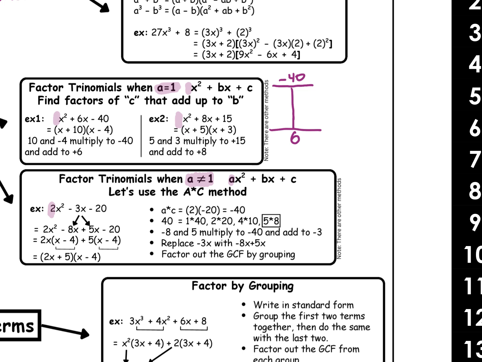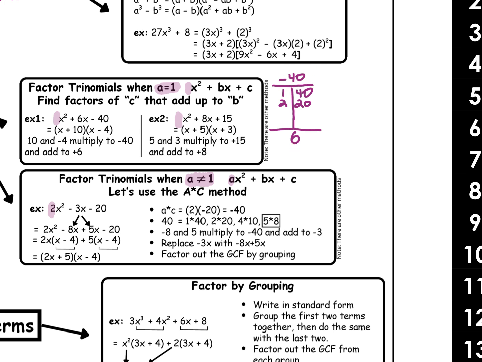So what are the factors of 40? I'm not going to worry about the positive or negative right now, but 1 and 40 are factors of 40. Now, can I add or subtract these to 6? No. So those aren't the ones that I'm going to use. So let's just keep going. How about 2 and 20? Well, if I add it, that's going to be 22. If I subtract, that's going to be 18. So that does not get me to 6.